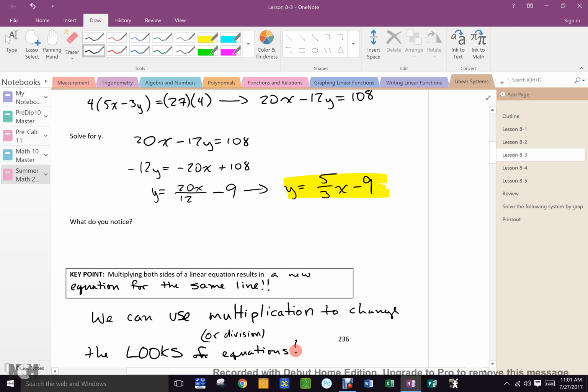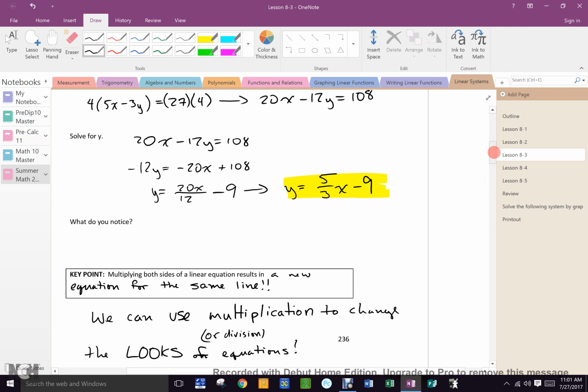Okay? Have we seen this in math before? Yes, we have. What's another fraction that equals 1/2? 2/4. Why is 2/4 the same as 1/2? Because we multiplied both of them by 2. Multiplication doesn't change values, right? It just changes looks. Everybody cool?